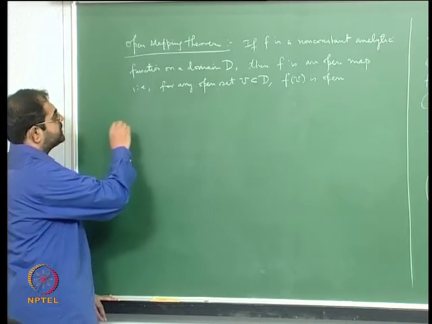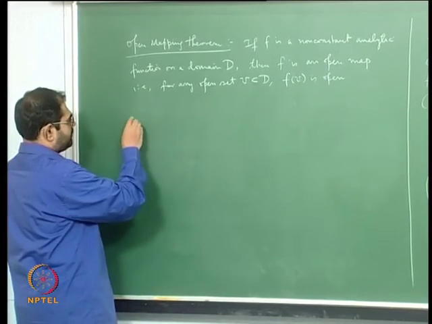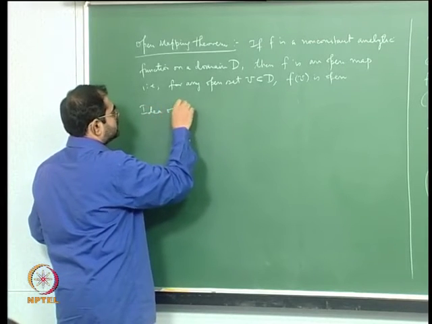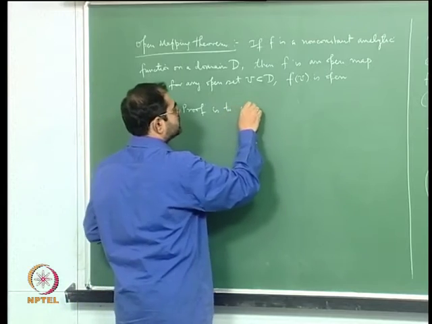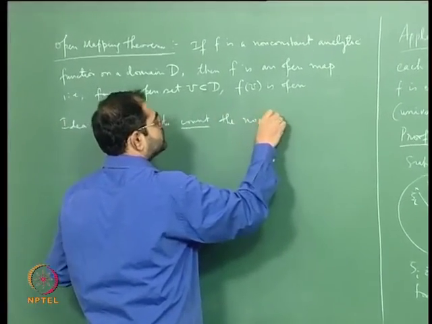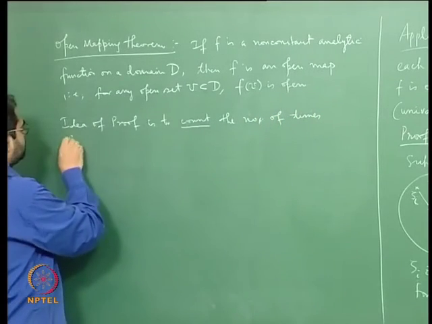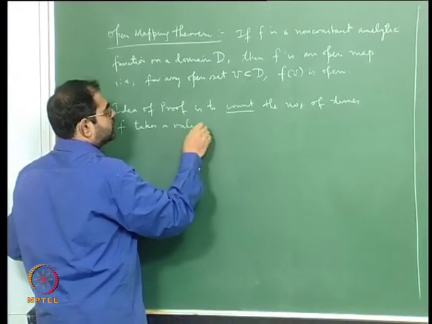So how does one prove this? Basically, the idea of the proof is to count the number of times f takes a value omega naught.